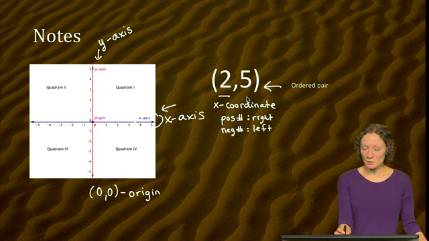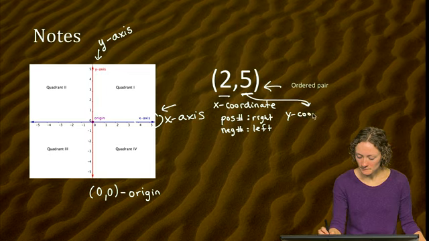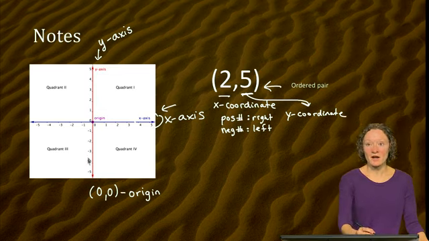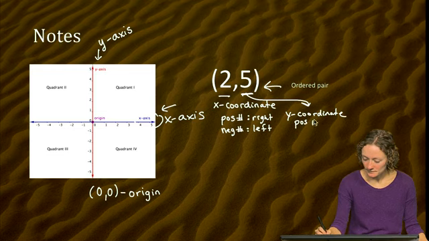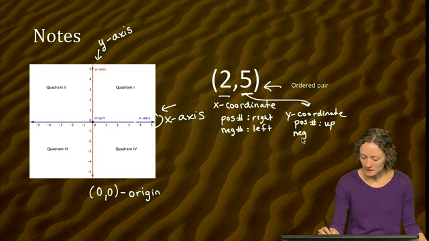The second number in the ordered pair, first number, comma, second number, is the y-coordinate. And you can guess what this stands for. Just as x is your left or right movement along the x-axis, y is your up or down movement on the y-axis. So a positive number tells you you're moving up from the origin or the x-axis, and a negative number tells you to move down.